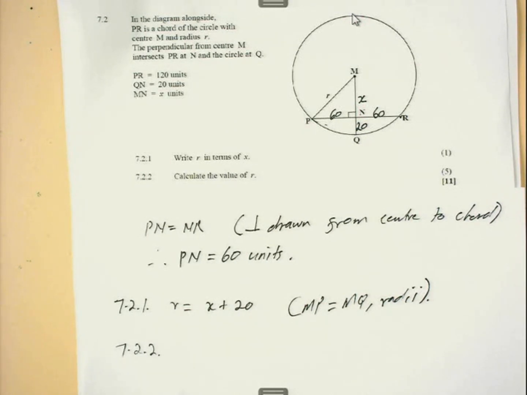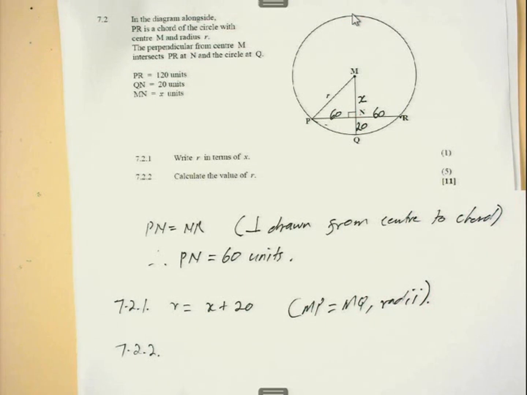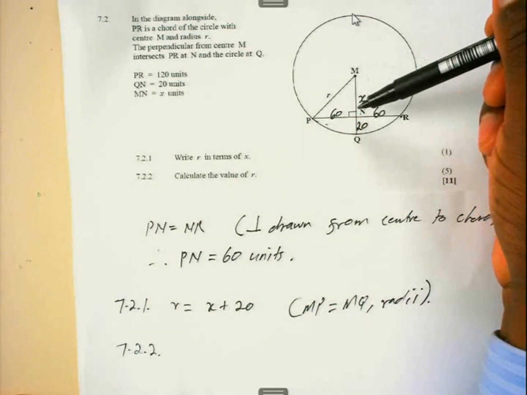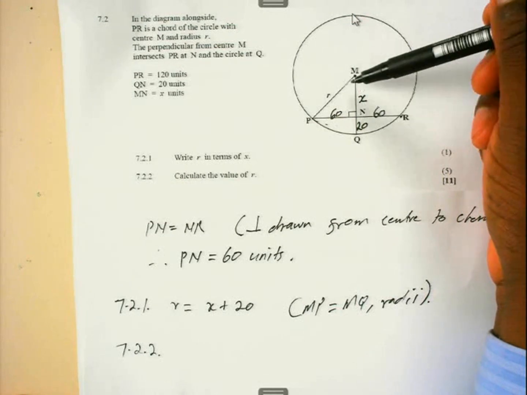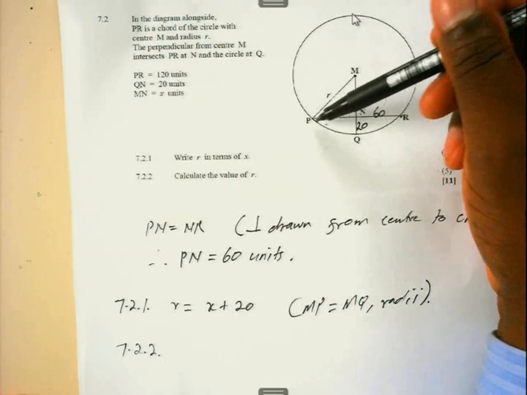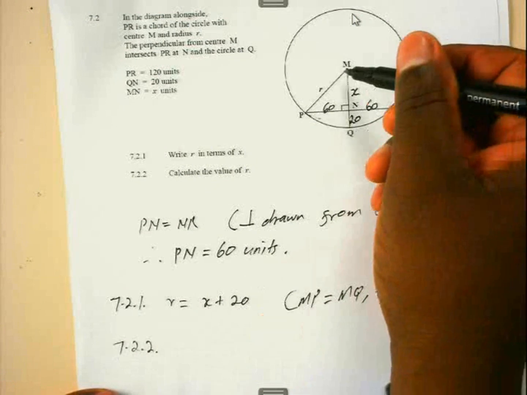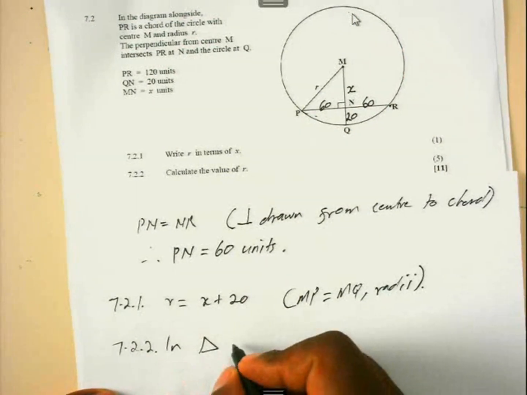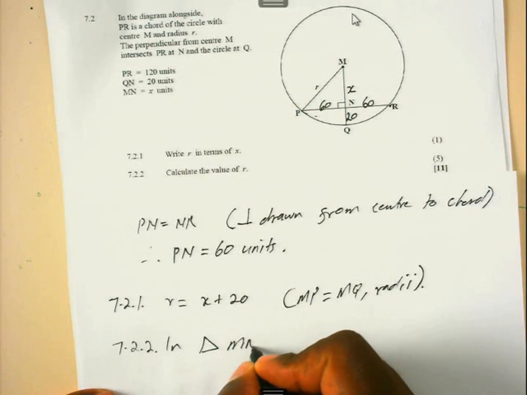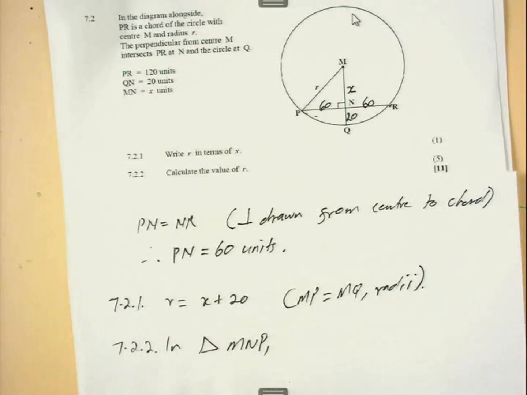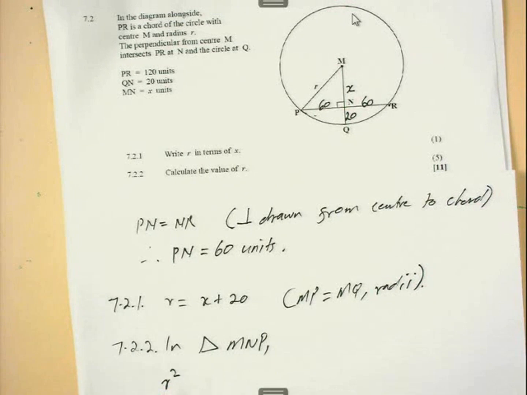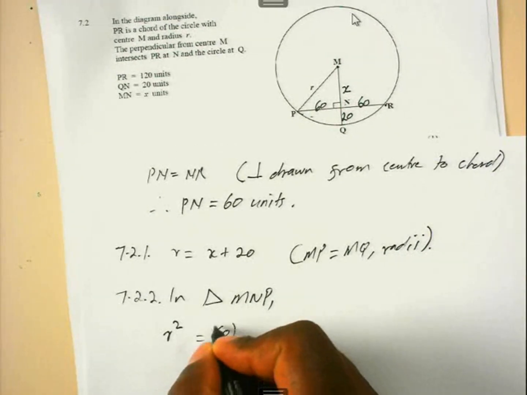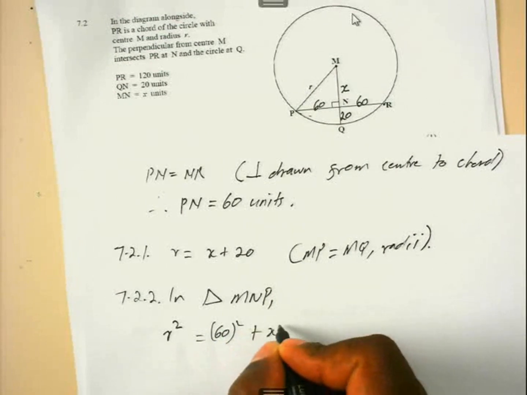Let's check from the two diagrams. Let's apply the Pythagoras theorem. Check. In triangle MNP, check what is happening in that triangle. R squared is equal to 60 squared plus X squared.